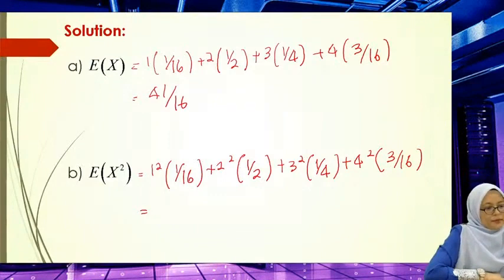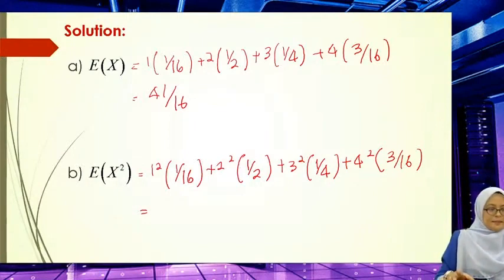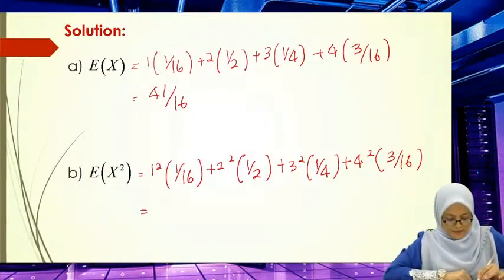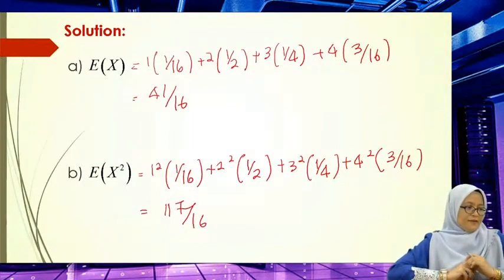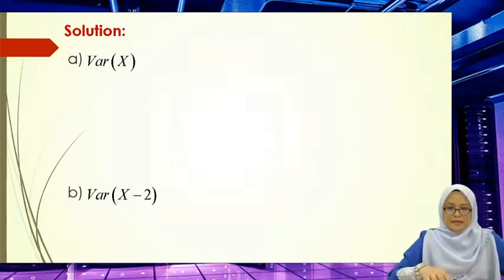Okay, so ramai dapat betul. Expectation x 41 over 16. Good, thank you. Okay, so expectation x square. Okay, kira dapat berapa? 117 over 16. Alright, good, thank you. 117 over 16. Okay, Afif. Okay, betul. Okay, so kita dah ada expectation x and expectation x square. Okay, so then kita nak cari variance of x.